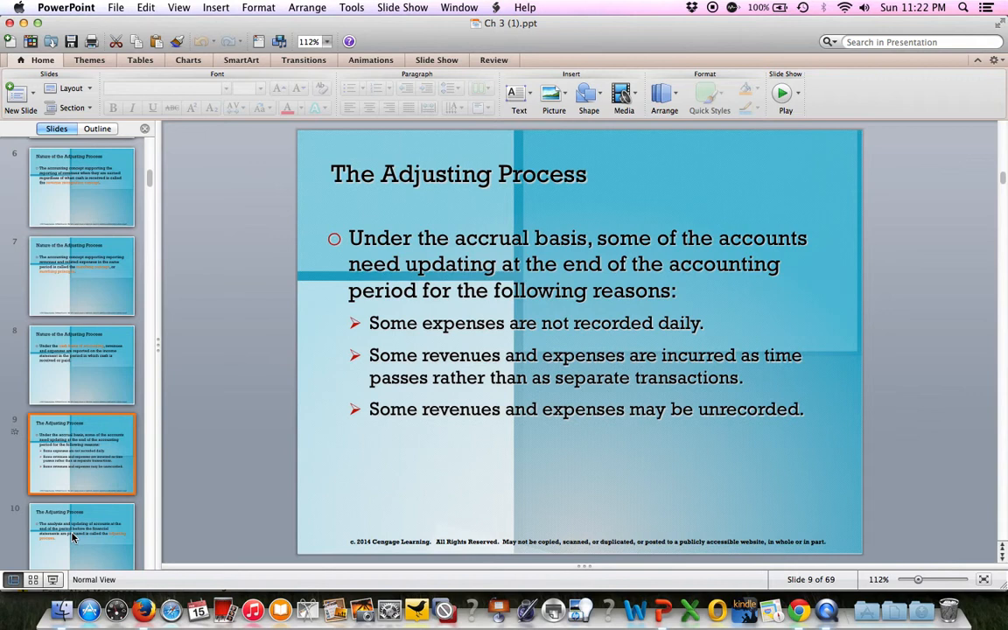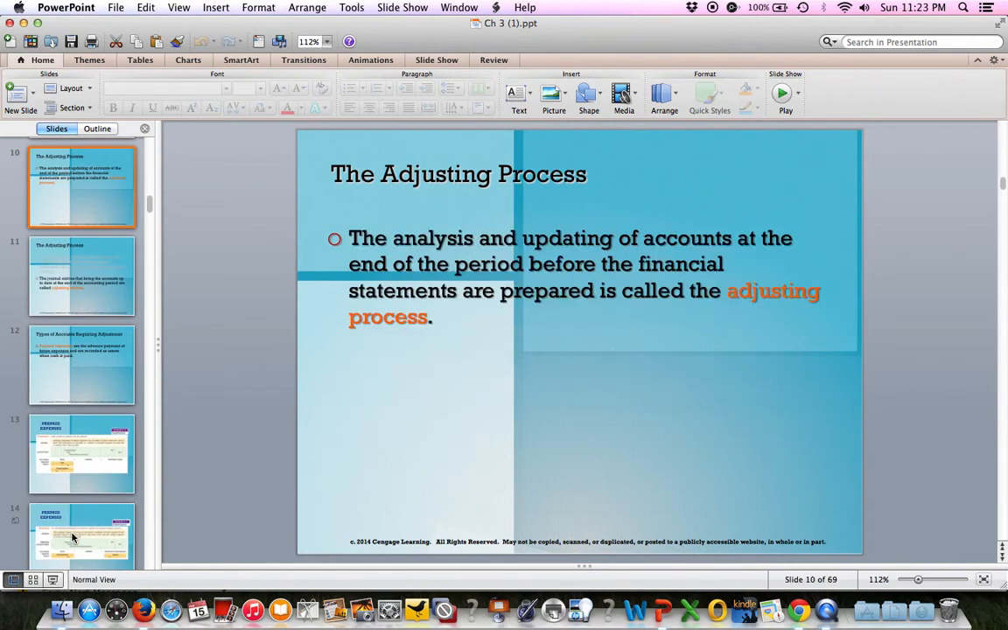So it says some expenses are not recorded daily, which several are not. Some are maybe just done monthly. Some revenues and expenses are incurred as time passes rather than as separate transactions. And some revenues and expenses may go unrecorded, that we have to record them to make sure we reflect them in our accounting records. So the adjusting process, it just says the analysis and updating of the accounts at the end of an accounting period is called the adjusting process. So it's not too difficult, just the process we go through to update the accounts.